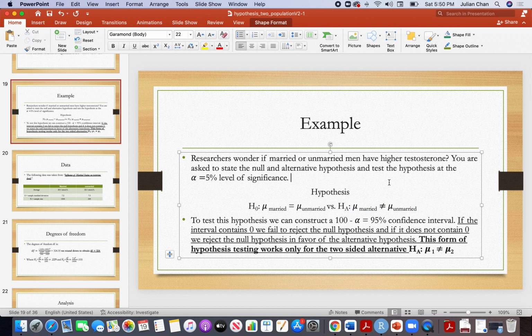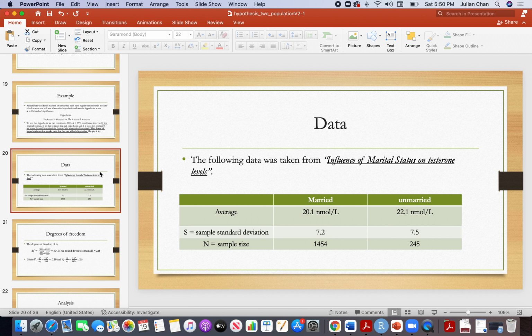We're going to test this at the 95% confidence interval to determine what these ranges could be. Now, if the interval contains 0, we fail to reject the null hypothesis. And if it does not contain 0, we can reject in favor of one being greater than the other, and the confidence interval will suggest who is bigger than the other. So here's data taken from the study, the influence of marital status on testosterone. And we have our average in our married versus unmarried, and our sample standard deviation is S. For both groups, it's 7.2 for married, 7.5 for unmarried, and here are the corresponding sample sizes. So we need to compute the degrees of freedom.